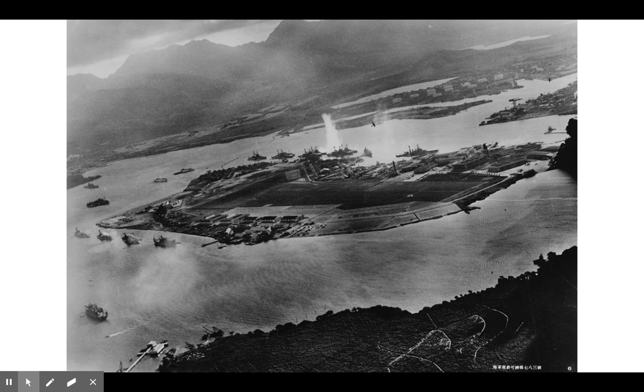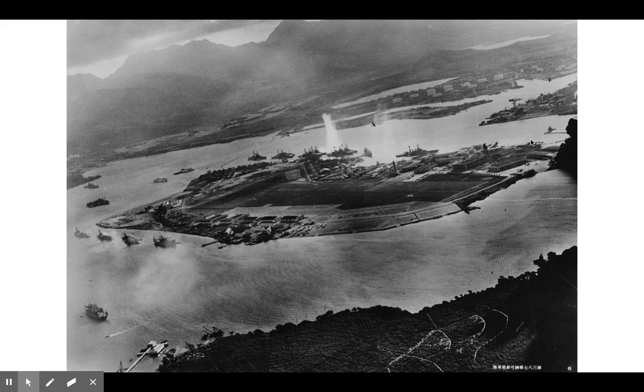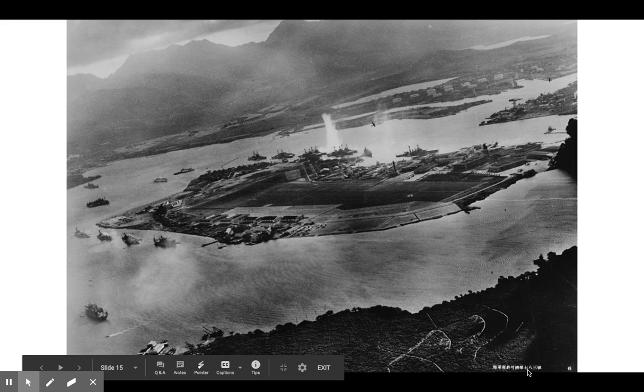So here's an example of a primary source. We have a few pictures here that are all taken of the same place, the same event. Any guesses at what this might be? Look for clues. There's water. There are ships here in the water. This looks like maybe an island or a peninsula. Mountains in the background. It's black and white, so that gives you some information about the time period when this photograph was taken. You know that it's not current. Look at the writing at the bottom. It's in Japanese.